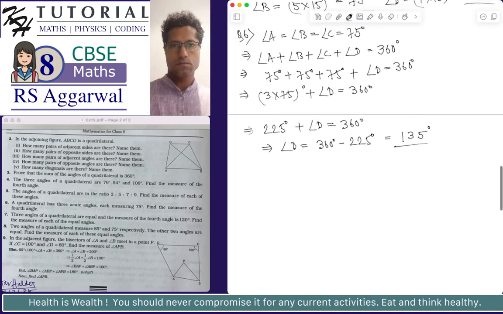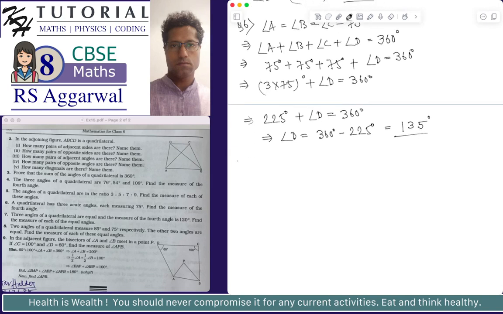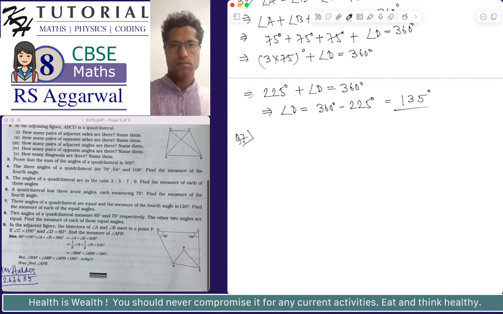Let's do question number 7. Question number 7 says 3 angles of a quadrilateral are equal and the measure of the fourth angle is 120 degrees. Find the measure of each of the equal angles. Okay, so let each equal angle measure x degrees.